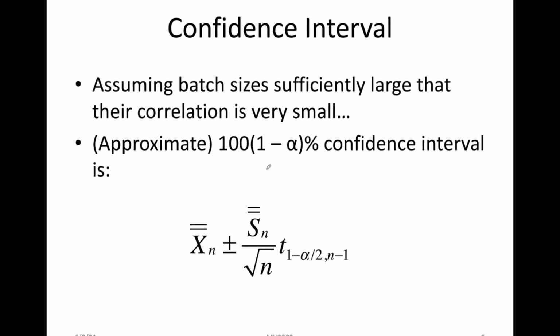Now our approximate confidence interval is, our estimate is the grand mean, the mean of the means, plus or minus the t value times the standard deviation, which is the square root of the variance. We have N observations now, N batches, so we have N minus 1 degrees of freedom, and then we divide by the square root of N. So this is just the normal confidence interval equation using the grand mean and the variance of the batch means.